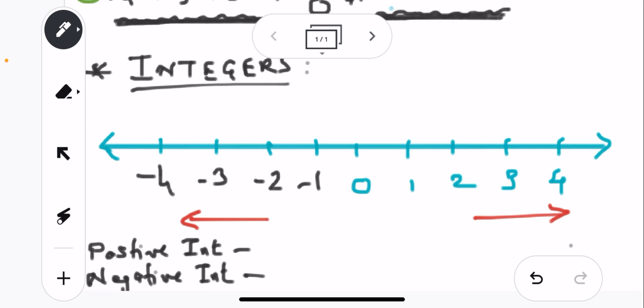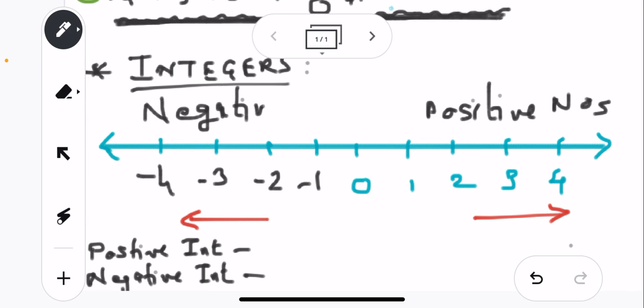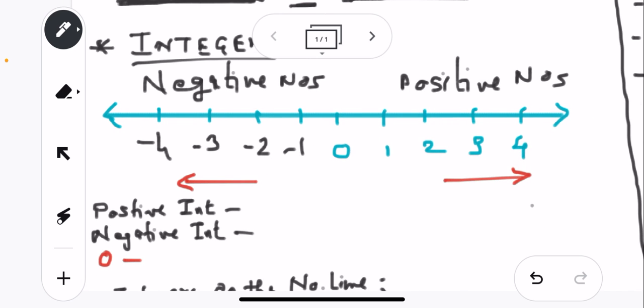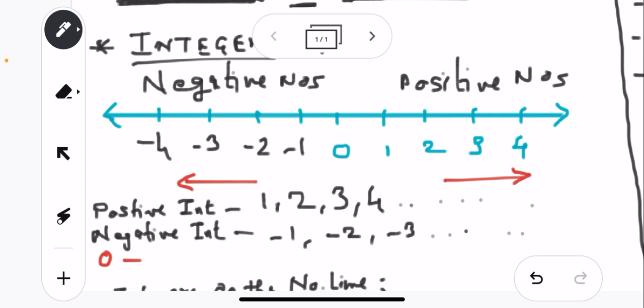Here these numbers are called positive numbers, and these numbers are called negative numbers. So which are the positive numbers? 1, 2, 3, 4 and so on. Which are the negative numbers? -1, -2, -3 and so on.